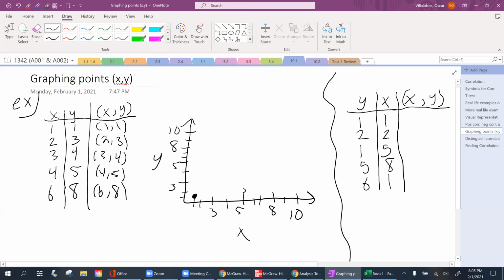My second point is going to be 2, 3. Right there. My next point is going to be 3, 4. So right there. My next point is going to be 4, 5. So right there. And the next point is going to be 6, 8. Right. What can you tell me about this line? What can you tell me about that correlation?